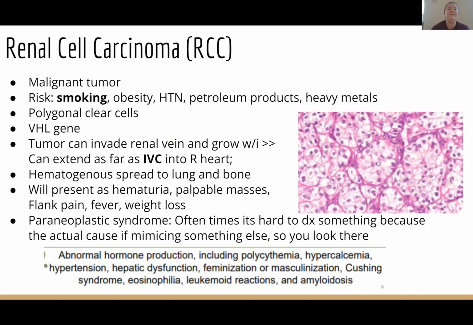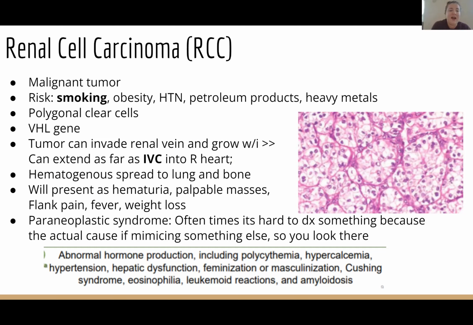The biggest risk factors are smoking, also obesity, hypertension. Highlight polygonal clear cells. If they talk about polygonal clear cells, you can assume you are talking about renal cell carcinoma. Also highlight star: it can invade the IVC. So you get hematogenous spread to the lungs and bone. That's very big. It can invade the renal vein, and if it grows within the renal vein, it can extend up to the IVC. And this is how you're getting the hematogenous spread of this cancer.